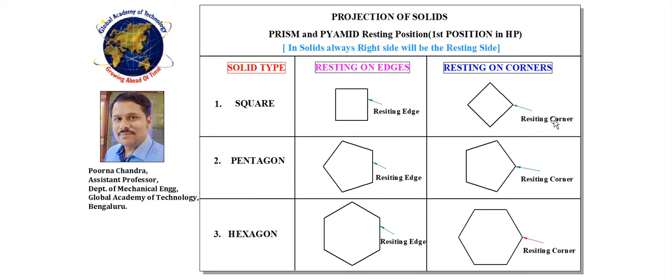Understood? So as I said, in solids always the right side will be the resting side. In square prisms and pyramids you can easily identify edges or corners. But in a pentagon you should be very careful, because we have both corner and edge in a pentagon. So whatever is available on the right side will be the resting one. For resting on a side, the side should come on the right side. For resting on a corner, the corner should come on the right side in a pentagon. Understood?